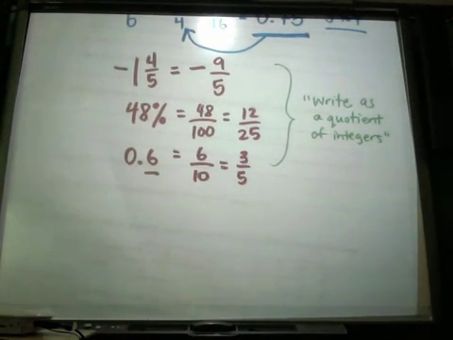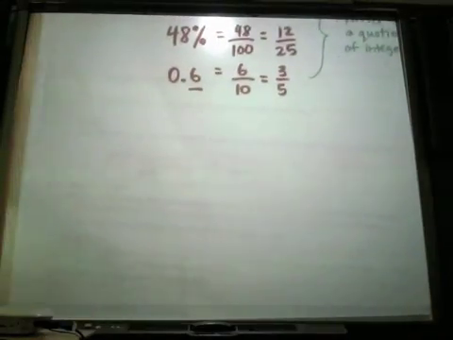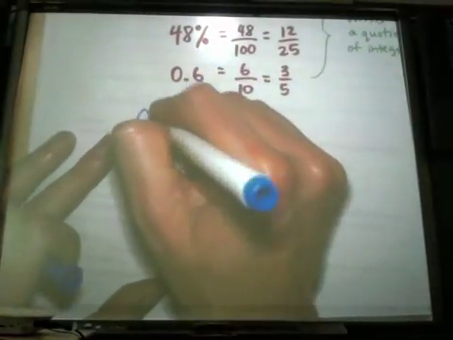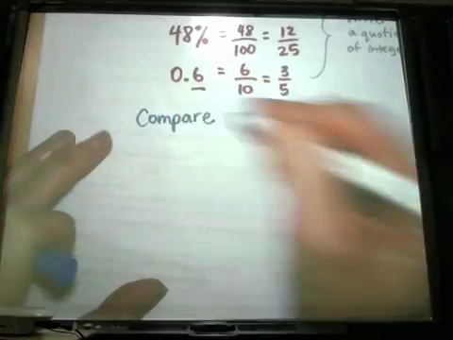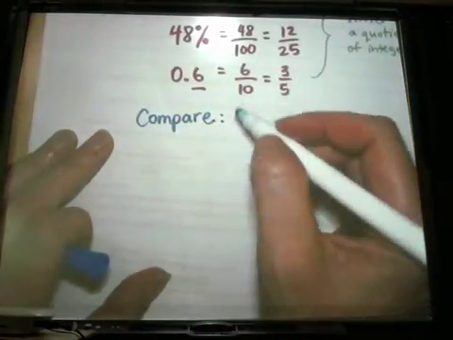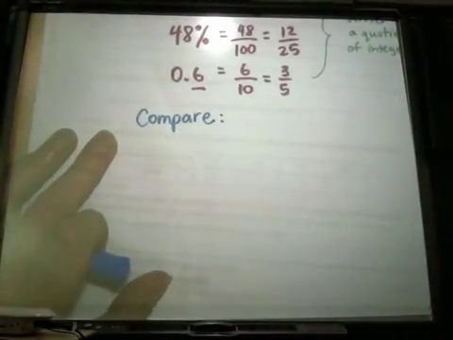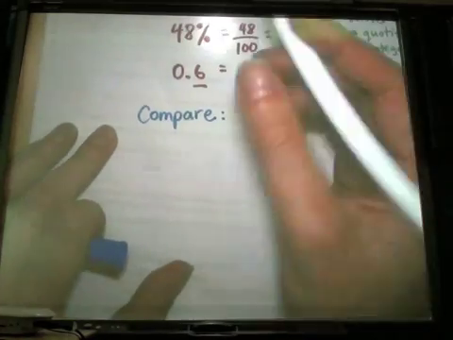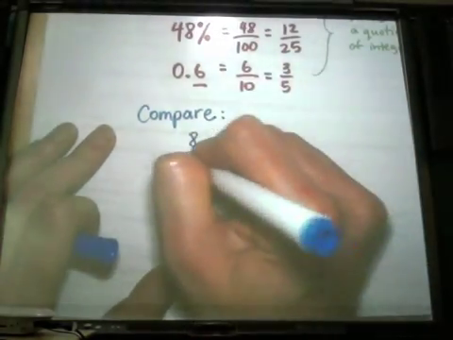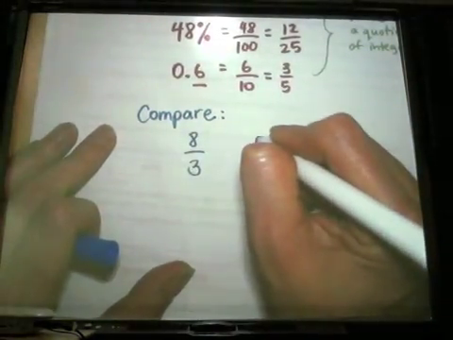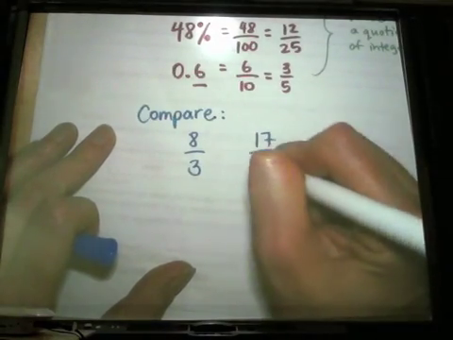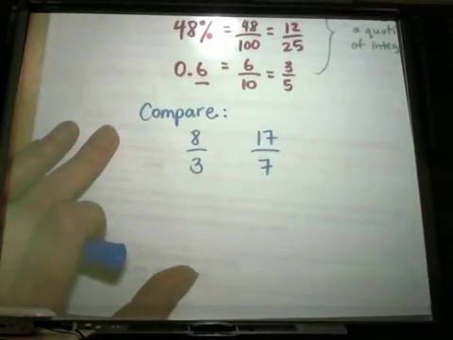Okay, now, a couple other things we're going to do here. We're going to compare rational numbers, so figuring out greater than or less than each other. So if I have, for example, 8/3 and 17/7.